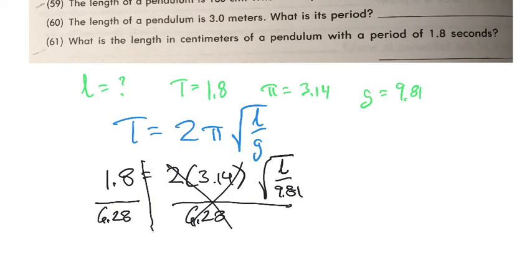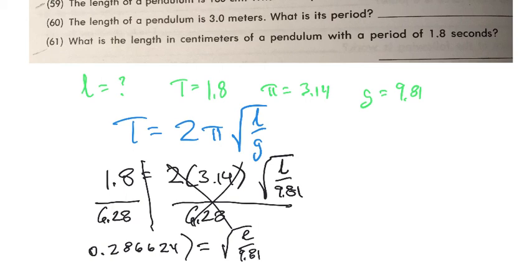Let me bring up my calculator here. You do it with me while I do it on my calculator. 1.8 divided by 6.28. So I get 0.286624 and so on, equals the square root of L over 9.81.